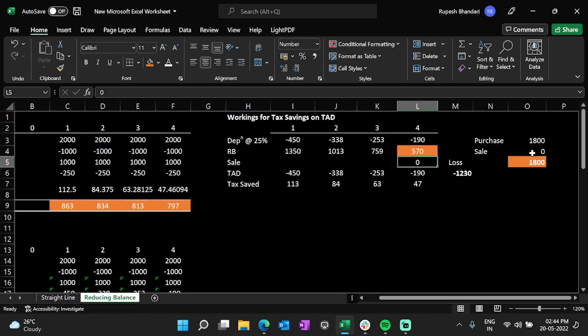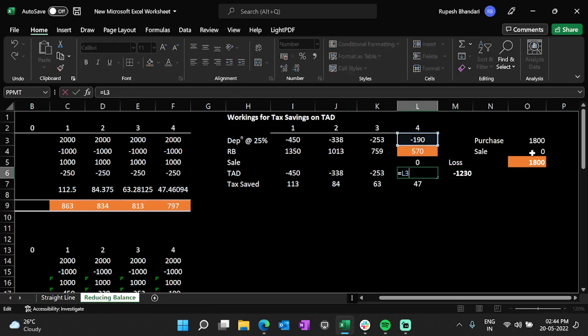Okay, so if you sold it for scrap for 0, let's just say we did not sell it, or we used that asset up, or let's say we sold it for 0, right? So we sold it for 0. What was the loss? How much did we use up over its life? We used 1800, the whole thing of it, right? So in this year, what should we do? We sold it for 0, or we did not sell it, let's just say it got damaged, right? So we just add minus 570.